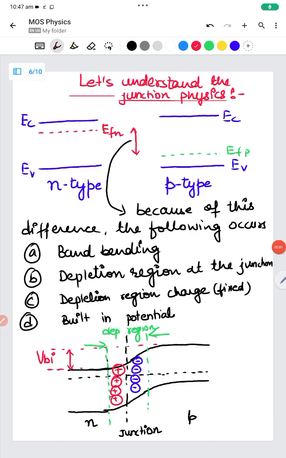In this lecture, let's understand the junction physics. This junction physics will really help you while you are understanding the MOS physics, because in MOS also you have a junction between metal, semiconductor and oxide.